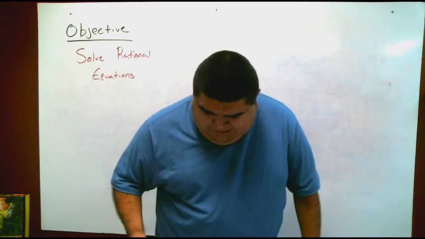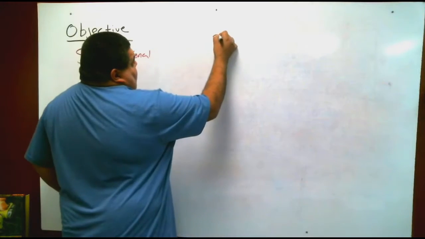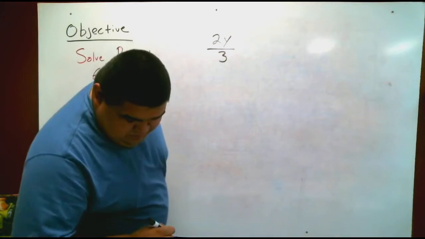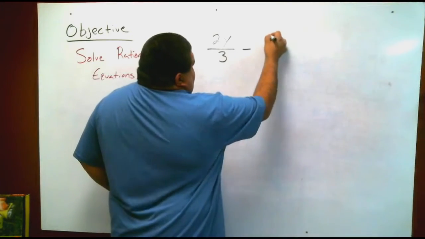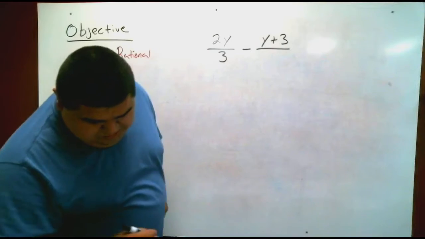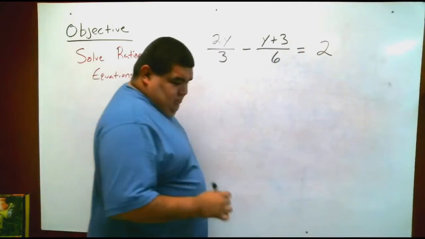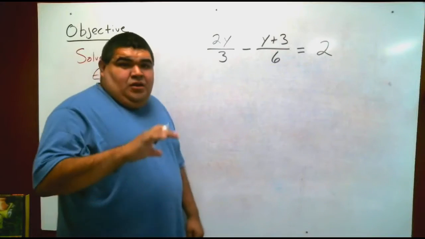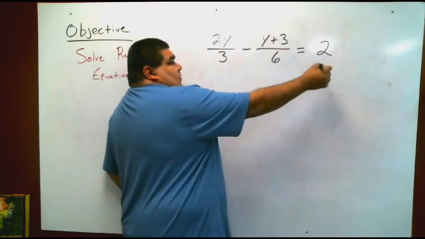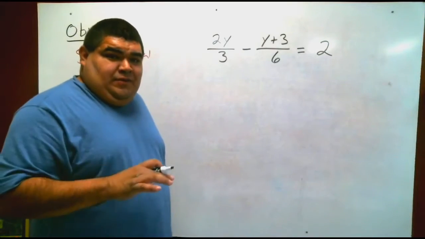Again, we have 2y over 3 minus y plus 3 over 6 equals 2. Okay, again, we can do it one of two ways. We can multiply everything by 3 first, or we can do it all together.